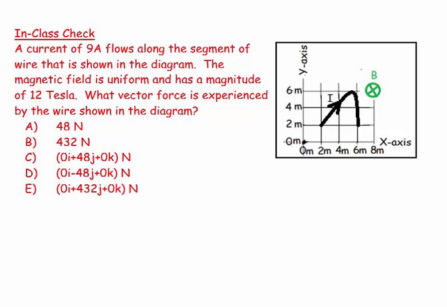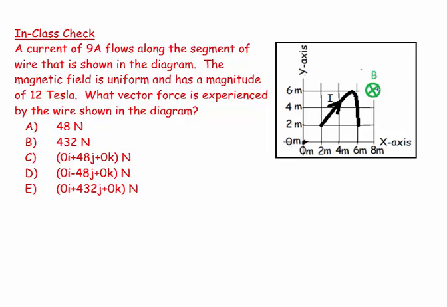Welcome. This question says a current of 9 amps flows along the segment of wire that is shown in the diagram. So let's look at the diagram. We have an X and Y plane, and we have a piece of wire shown in black, and there's a current, that's the I, flowing along it. The magnetic field is uniform and has a magnitude of 12 Tesla.